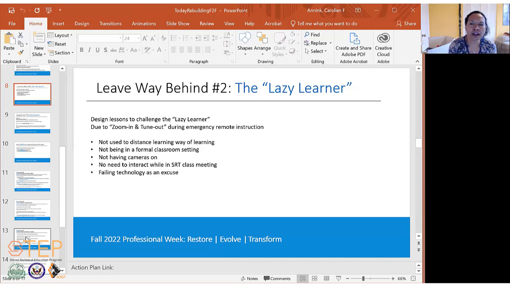So instead of calling the learner lazy, we can look at it from a positive side and understand that a lot of students were not used to distance learning. They're used to being in a formal classroom where they need to pay attention, where they need to be present, right? So the whole idea about the camera on and off, there are discussions about that, what is good or what is bad, but at least the camera forced the students to be in a somewhat formal classroom setting.